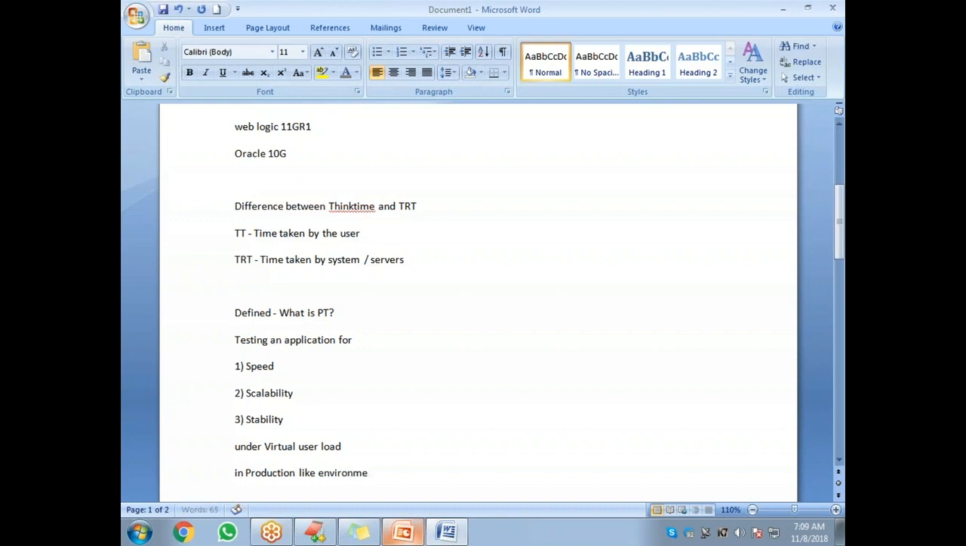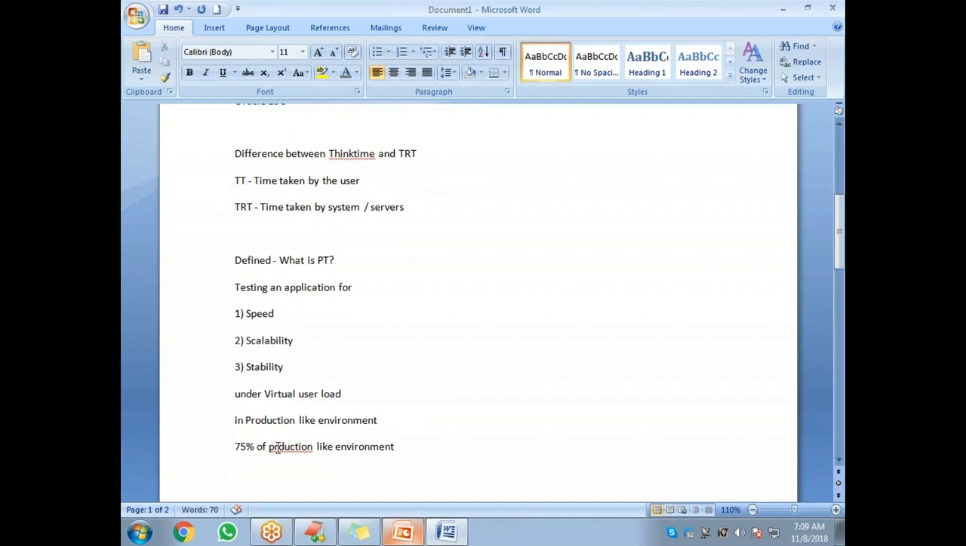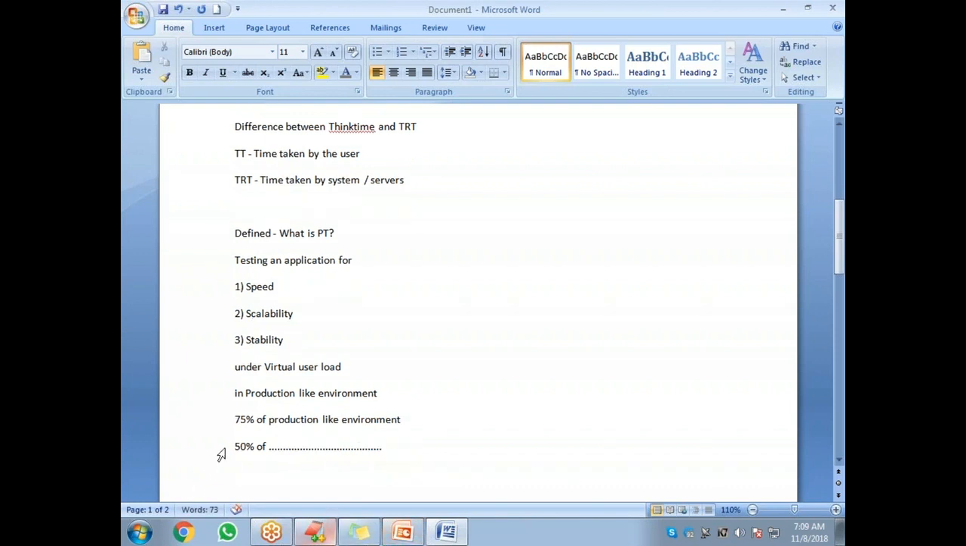In the real world, probably for our Phil, he was given 75% of production-like environment. Somebody else will be given 50%, depending on it. For me, honestly speaking, I was given 50% of production-like environment. And the expectation is if the performance is good with 50% of production-like environment, the performance will definitely be better, if not the same, in the real production-like environment. So this is what we have discussed yesterday.